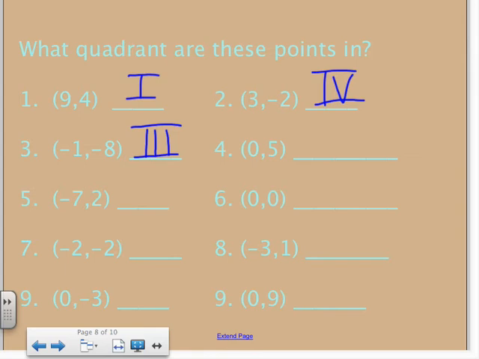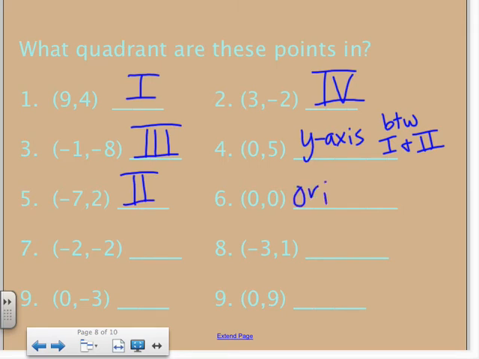0, 5, so that means it doesn't go along the x-axis at all. It only goes up the y-axis. So that means this is on the y-axis, and it's between the first and second quadrants. -7, 2 would be in the second quadrant. 0, 0 is the origin, so it's in between all of them.